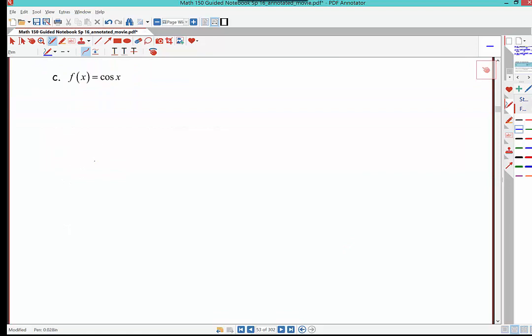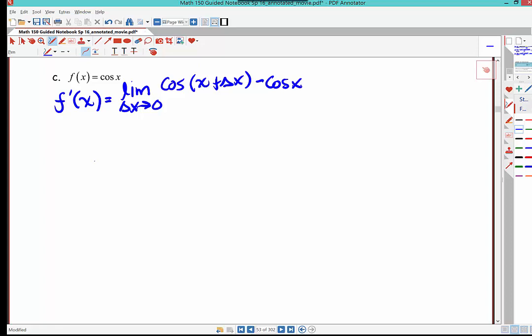Okay, to this one over here, we've got f prime of x is equal to the limit as delta x approaches 0 of, good, cosine at x plus delta x minus cosine at x all over delta x. Good so far?